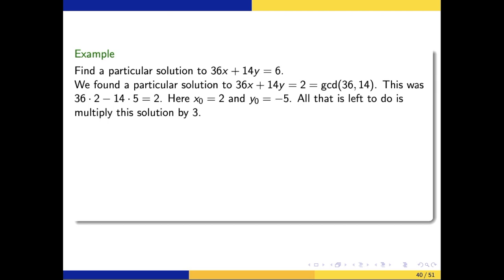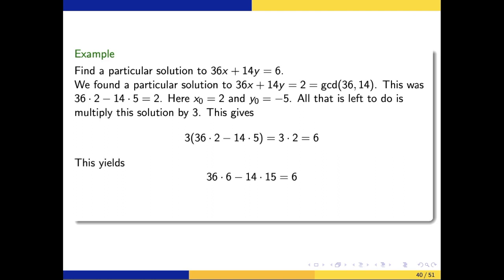Now all that is left to do to find the solution of 36x plus 14y equals 6 is to multiply this solution by 3. This gives 3 times 36 times 2 minus 14 times 5 is equal to 3 times 2, which is equal to 6. This yields 36 times 6 minus 14 times 15 is equal to 6. So a particular solution is x naught equals 6 and y naught equals minus 15.